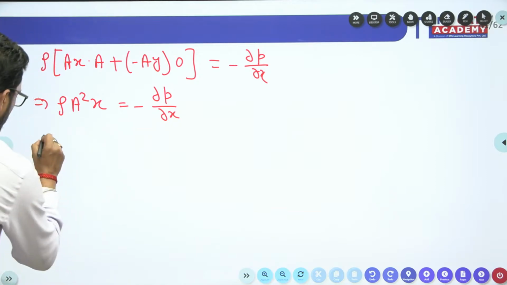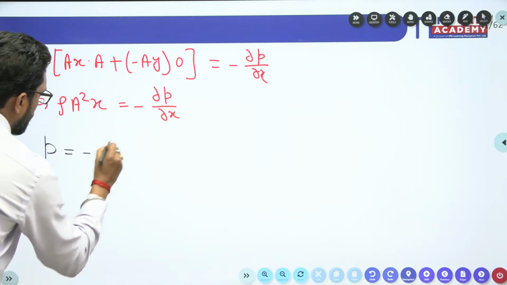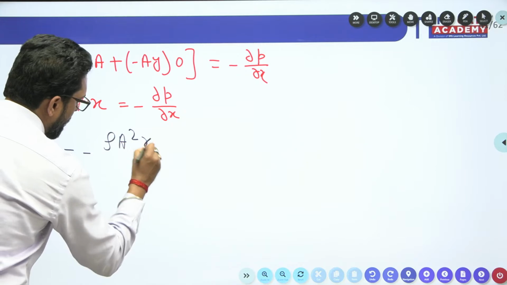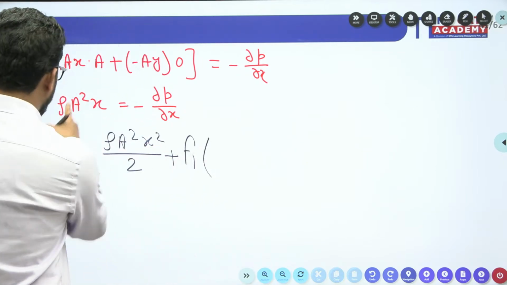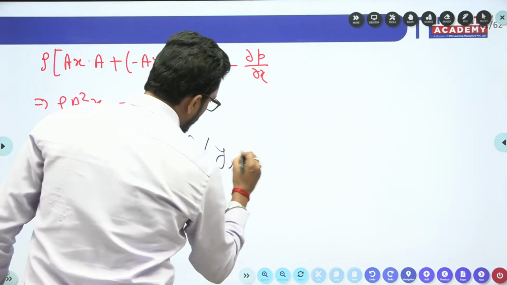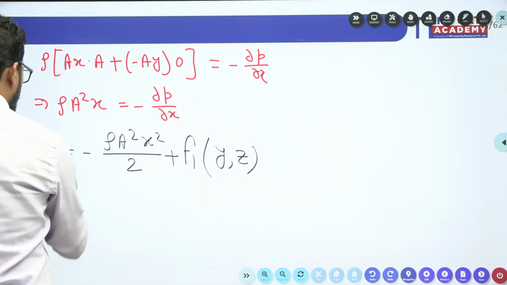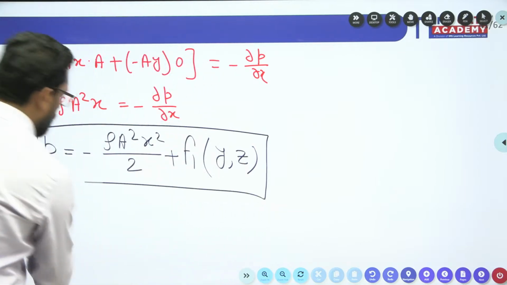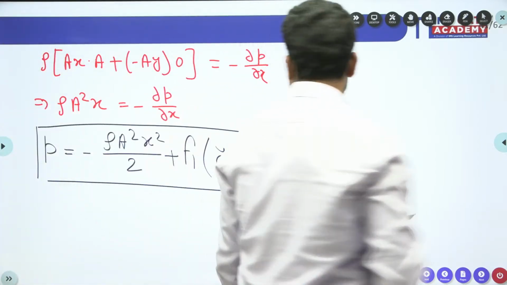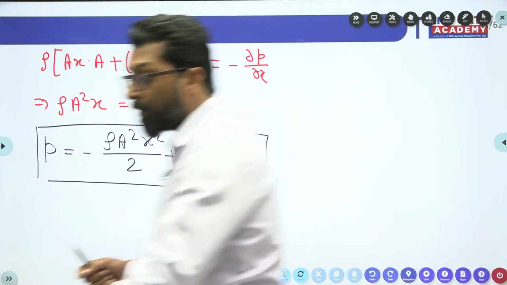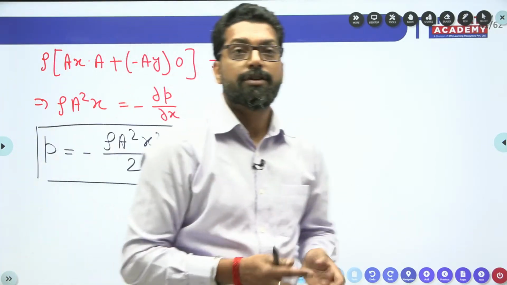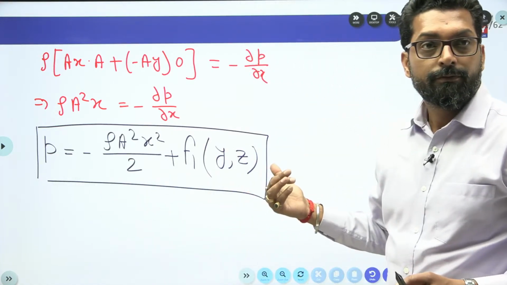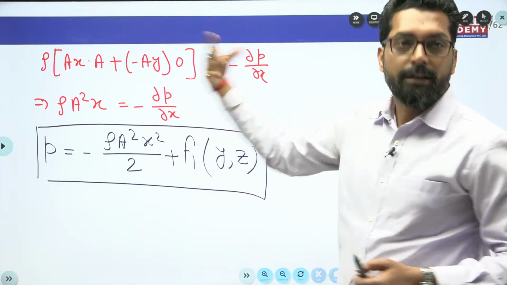So what is the pressure? If you integrate it, this is minus rho a square x square by 2 plus a function. If it is in the x direction, the function is of y and z. This is the pressure along the x direction. So there is very important information from the momentum equation on how to get the pressure equation. This we find from the given data.